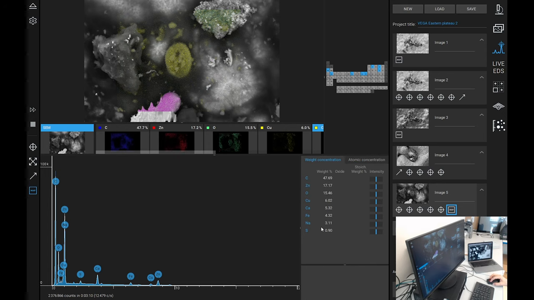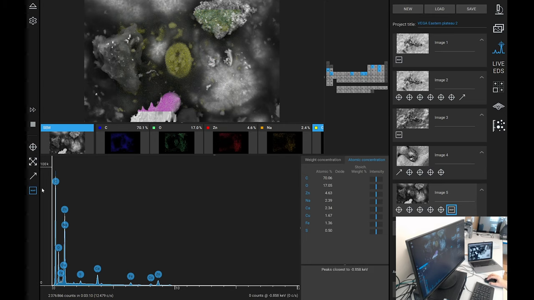Weight concentration, 3% sodium, 4.3%, this is in this area here. Iron, that's probably mostly this. Calcium 5%, oxygen 15%. By weight, 47% carbon. Atomic obviously 70% carbon, so a lot of what this comes out of the atoms are carbon, then oxygen, zinc and copper in the original starting material, sodium, iron, sulfur. Of course, in an exploding ball lightning, you're going to be smelling the sulfur dioxide or the sulfur generally.